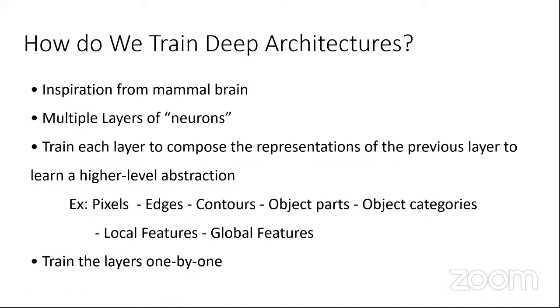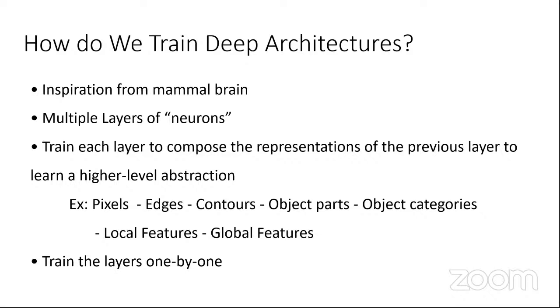So how to train a deep architecture? Here we will have multiple layers of neurons, so we will train each layer, from the smaller component to the higher level. That is, if it is an image, first we will process the pixels, and for the pixels, we will create each neuron.